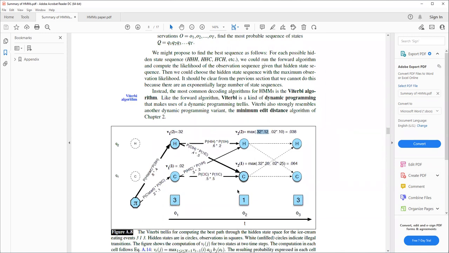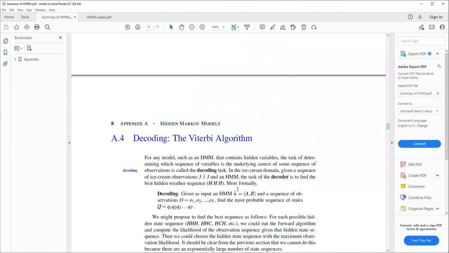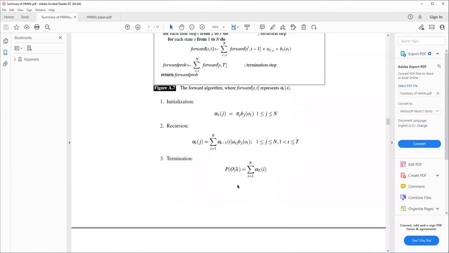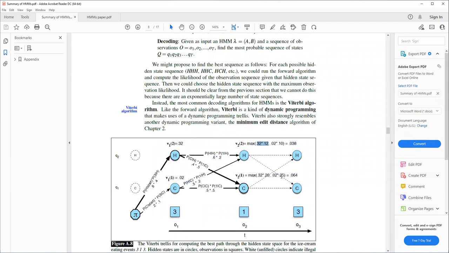The second difference, when we compare it with the forward algorithm, is that we need to keep track of which path is being followed to generate this maximum value. So for example, as you can see, the maximum of both of these, 0.32 into 0.2 and 0.02 into 0.25, is naturally, I think, 0.32 into 0.2, which is 0.064. This 0.32 is coming from this path, and you can see that we have made it more bold. We have highlighted this one.